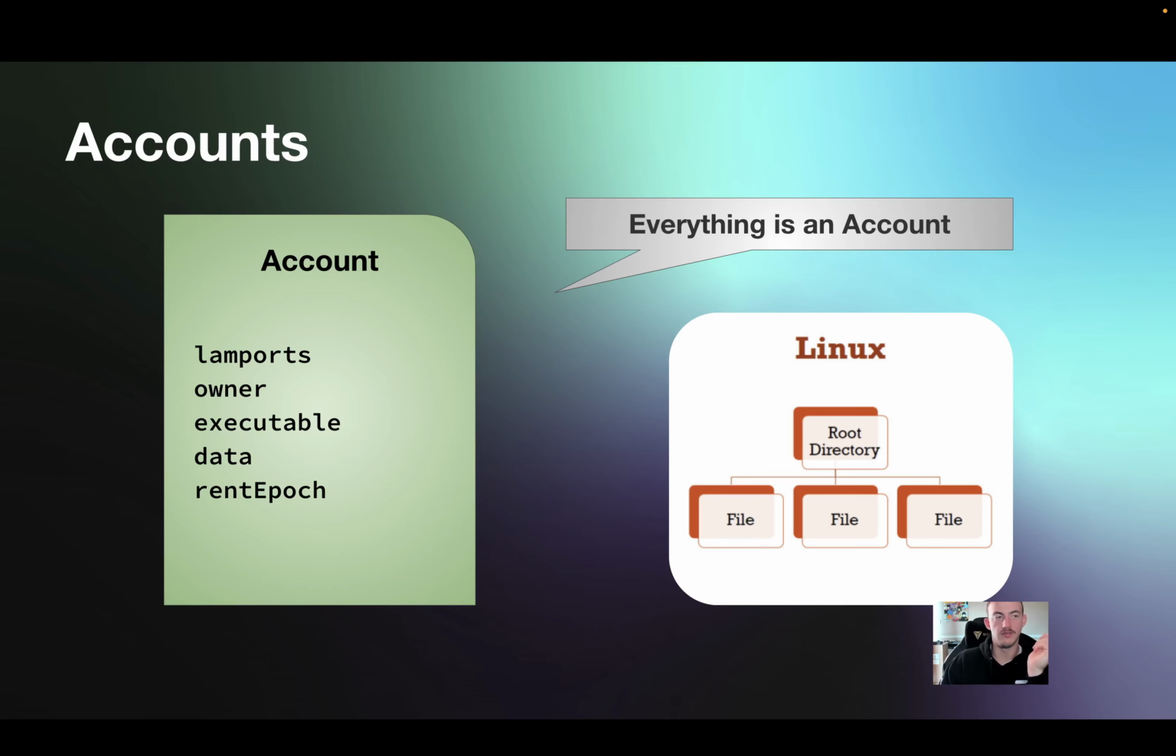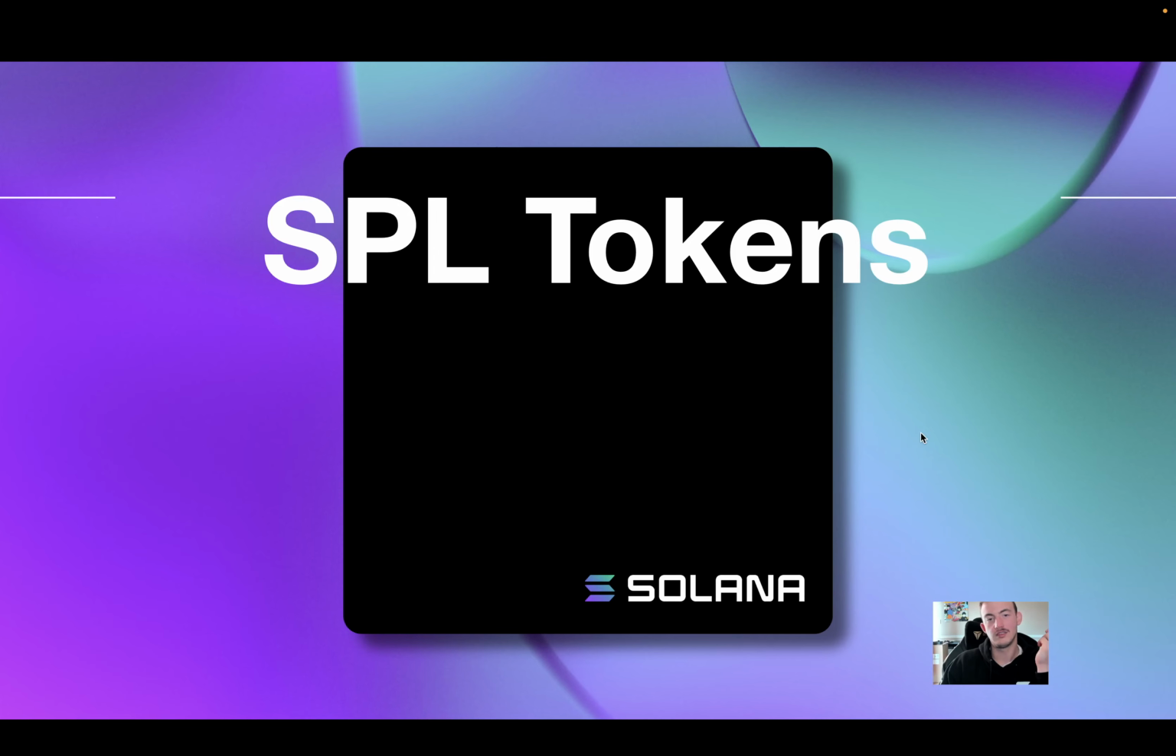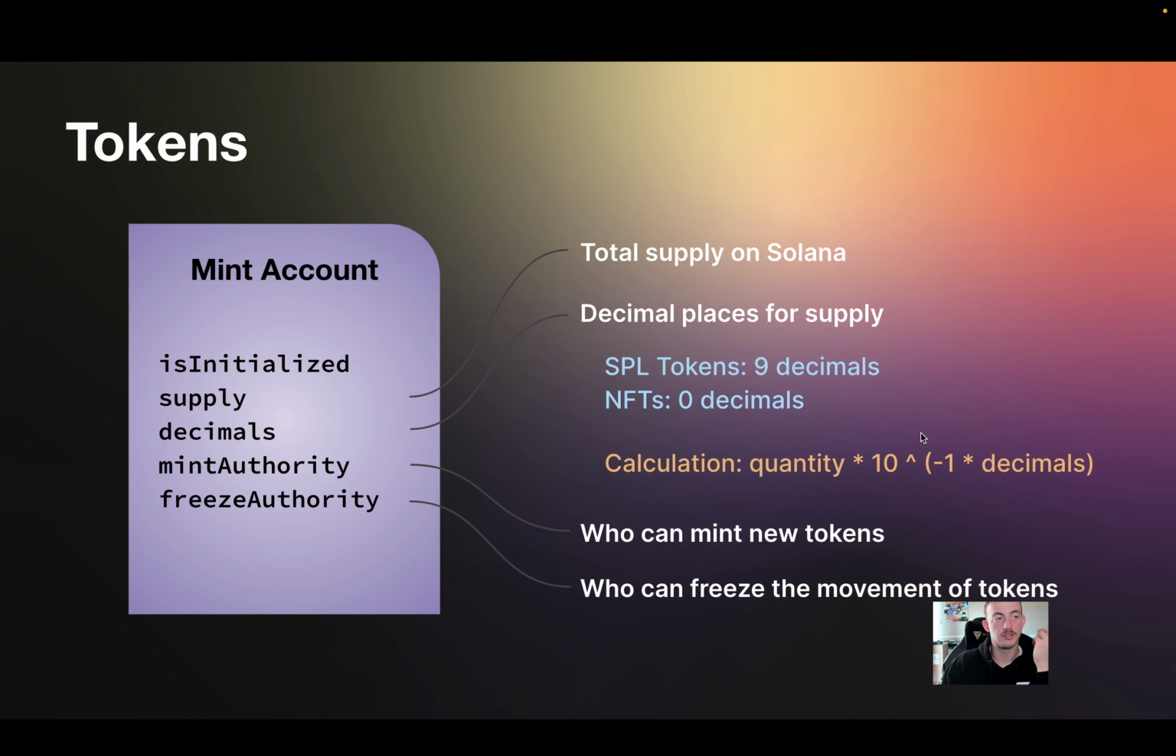So the data of your wallet is going to be 0. The data of your mint is going to look like this. And the data of your smart contract is going to be the Rust code that you put into bytes. So hopefully that makes sense. Go ahead and ask any other questions, guys.